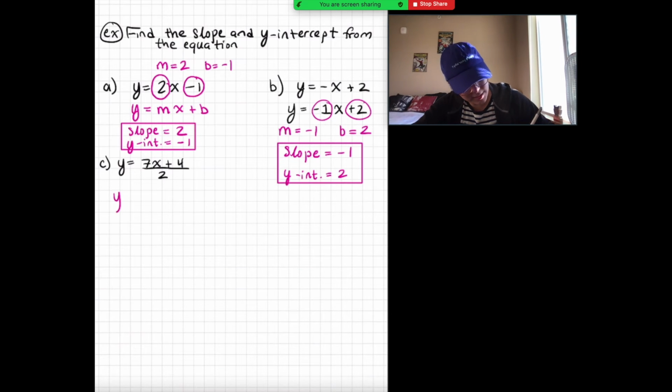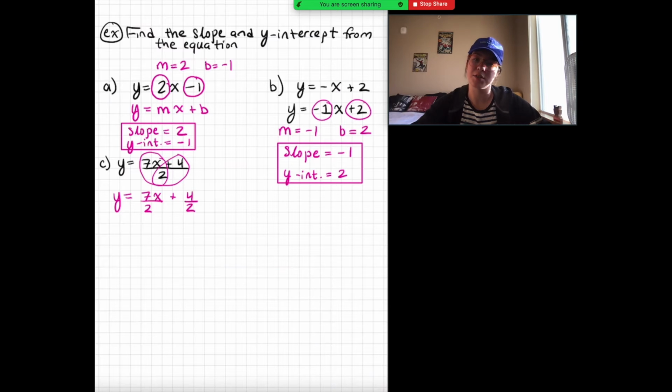So we can rewrite this as y equals 7x over 2 plus 4 over 2. So I just wrote this into 2 separate fractions, both being over 2. And we can simplify this a little bit just because 4 over 2 is just 2. So we have y is 7x over 2 plus 2. So now this is in the version that we're used to. It's in our slope-intercept form.